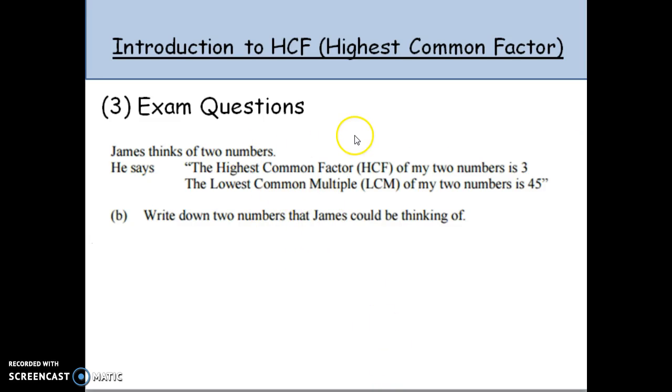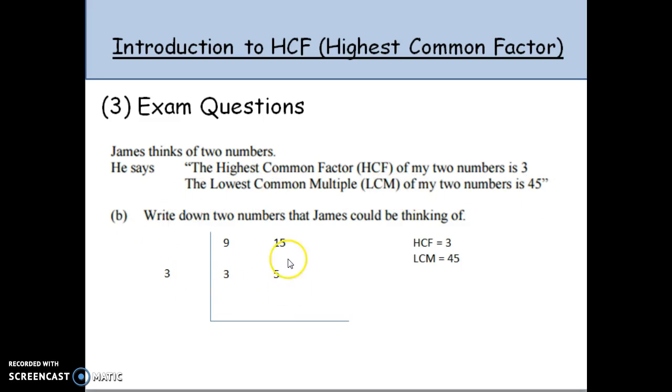This is a harder exam question, and if you want to try it, pause it here. Okay, so how you do it is this. The highest common factor of my two numbers is 3. So in this case, on your side bit you draw 3. The lowest common multiple of my two numbers is 45.